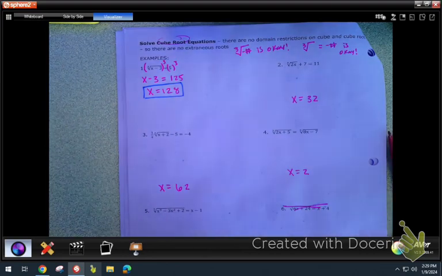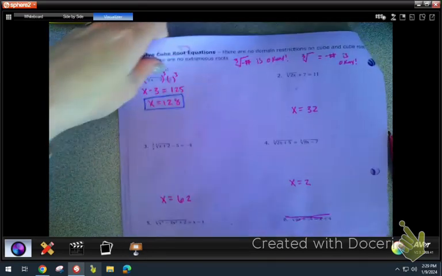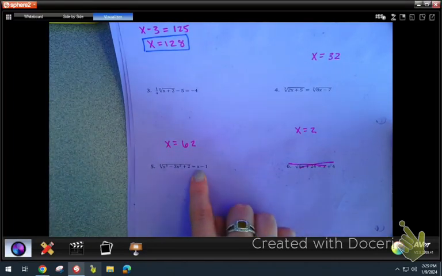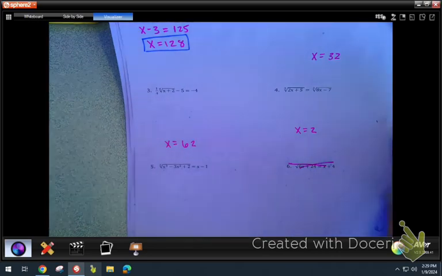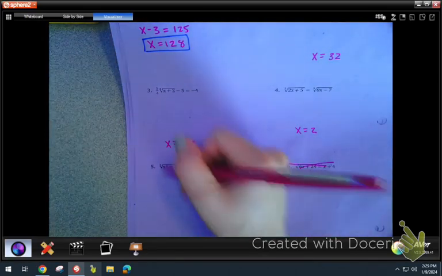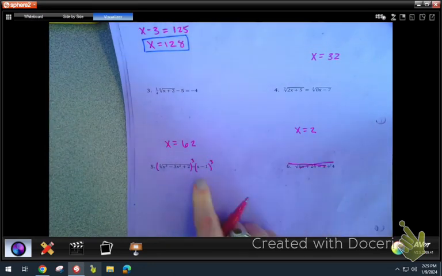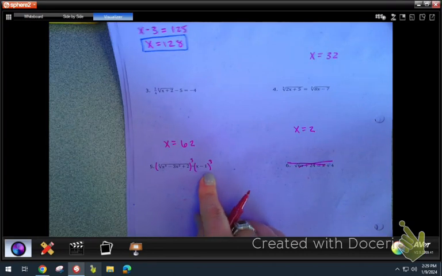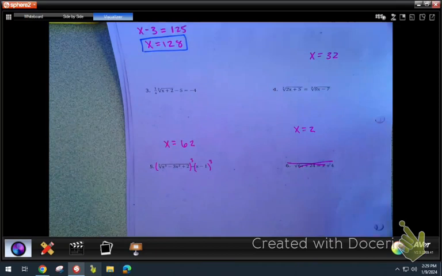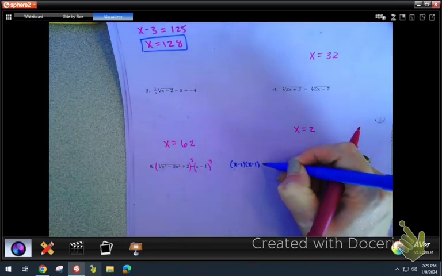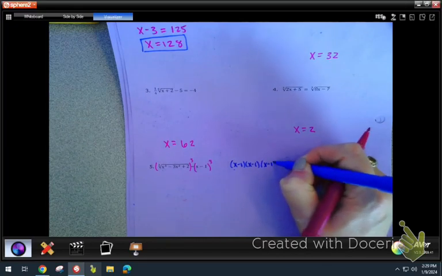Number 5, though, I just wanted to at least start you on. The radical's isolated, okay? But on this side, we're equal to x minus 1. So the first thing would be, how do I undo the cube root? Y'all already know. What do I do to both sides? Cube both sides. Now, here's the thing over here. This is a binomial. There's more than just one term here, which means I have to multiply x minus 1 times itself, not just twice, but 3 times.